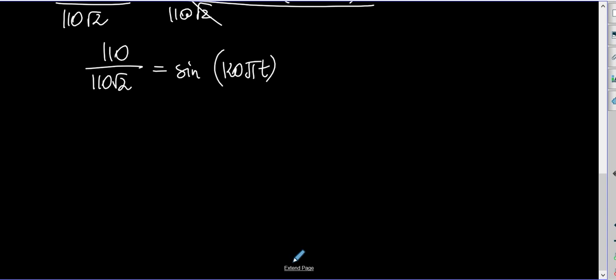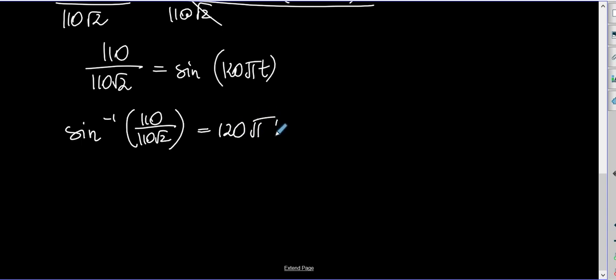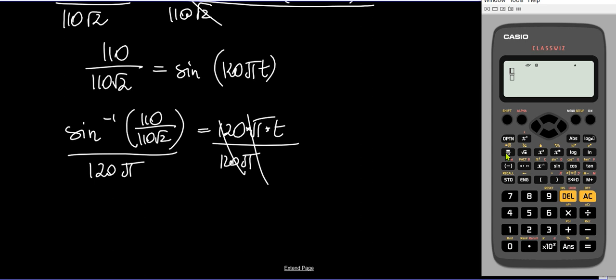Now, how do we eliminate sin? We take it to the other side and then it becomes inverse, meaning to the power of minus 1. And therefore we are left with 120 pi T. I'm looking for T. What do I have here? Multiplication sign. How do we eliminate multiplication? We divide. And we divide both sides of equation. Okay, so let's see the value we're going to get there. So sin to the power of minus 1, 110 over 110 square root of 2, close the bracket, and over 120 multiplied by pi.